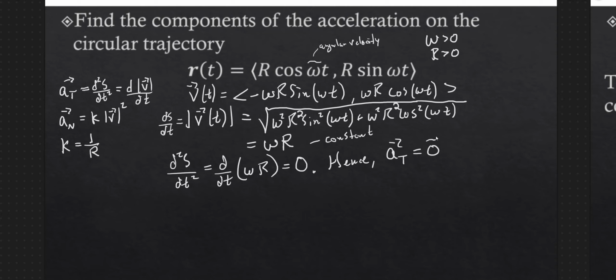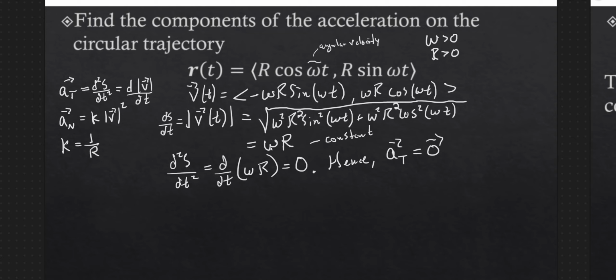And that should make sense because we're not increasing our speed as we go around it. All we're doing is turning, right? We're not going faster and faster around the circle. We're keeping a constant angular velocity around the circle. So that's why we get 0 tangential acceleration. All of the acceleration should be normal to the trajectory.